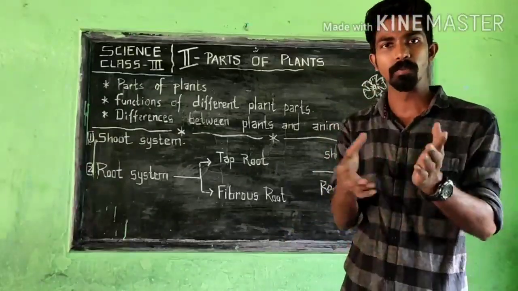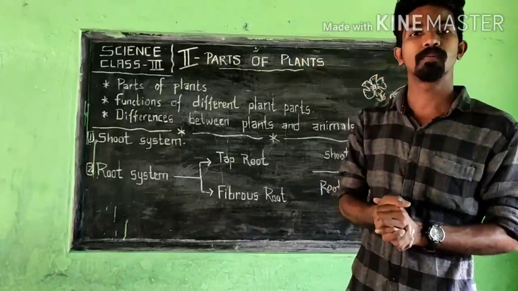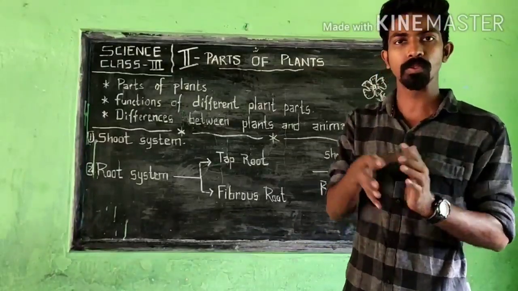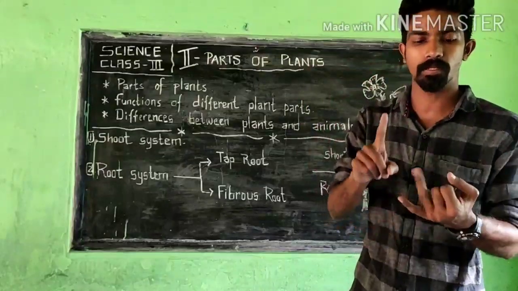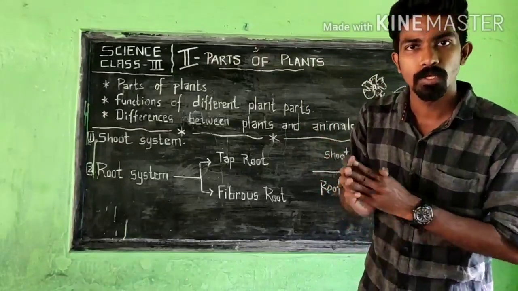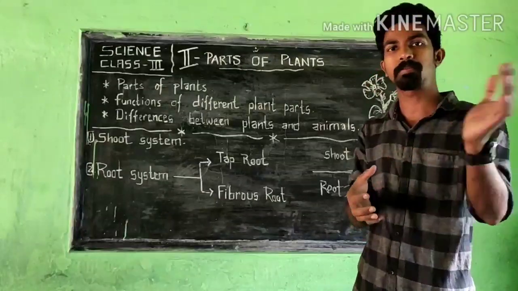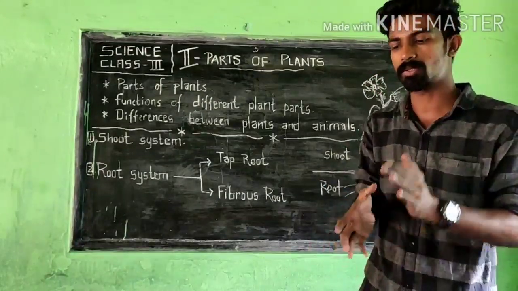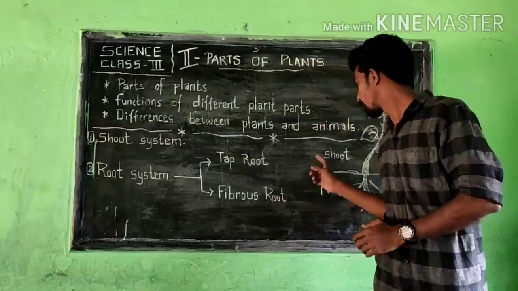Then moving to the fourth one. What is the fourth one? Look at the textbook. The fourth one is that because of the roots, the plants get enough water, nutrients, etc. from the soil. Then the last one: some plants use their roots to store food. So these are the main functions of the root.